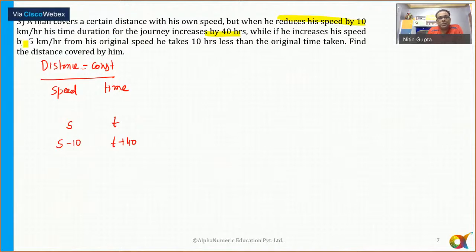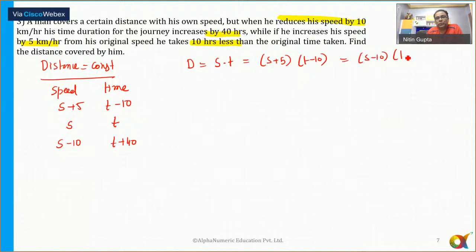While if he increases his speed by 5 over the original speed, he takes 10 hours less. So in the second scenario, it is s plus 5 and t minus 10. Find the distance covered. How will you calculate that? Distance is equal to speed into time, which is s plus 5 into t minus 10, which is equal to s minus 10 into t plus 40. And the problem starts from here: how to solve this equation? You can find out speed and time here.